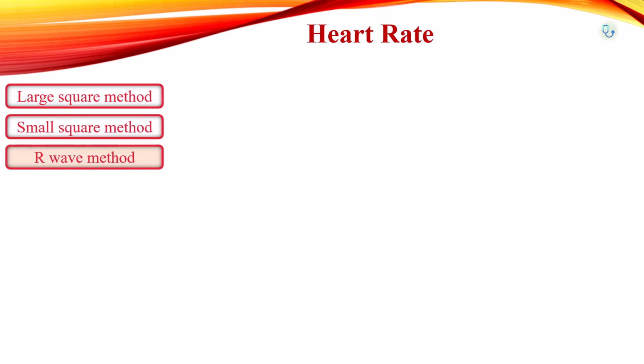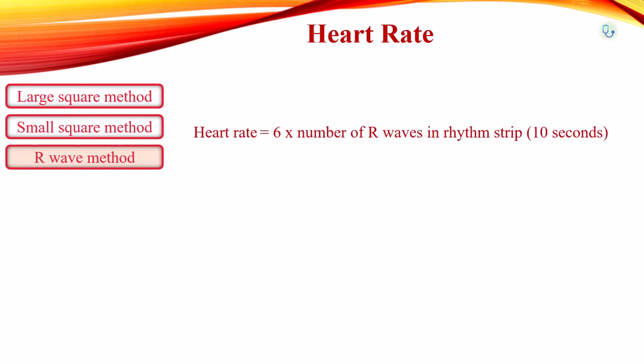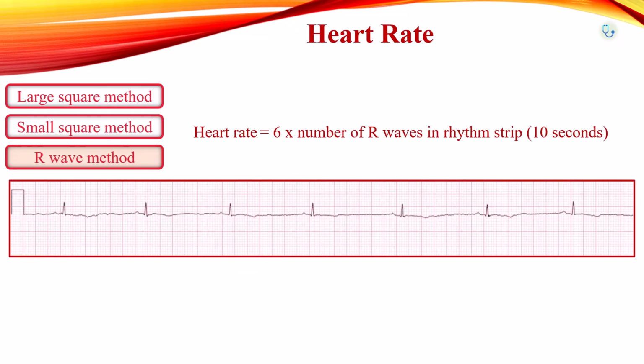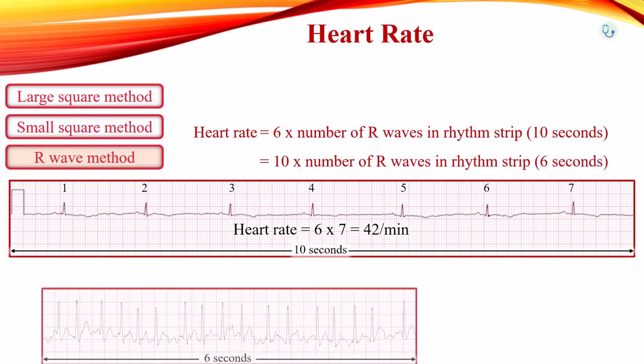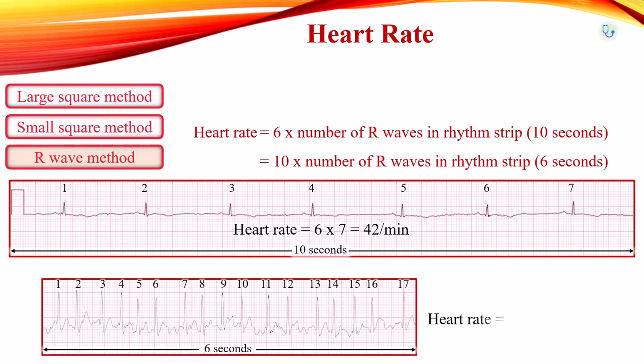Count the number of R waves in rhythm strips for 10 seconds and multiply by 6 to calculate heart rate. The number of QRS complexes on the rhythm strip gives the average rate over a 10-second period. This is multiplied by 6 to give the average beats per minute. In this EKG, there are 7 QRS complexes in the rhythm strip, and heart rate is 42 beats per minute. Alternatively, count the number of R waves for 6 seconds and multiply by 10 to calculate heart rate. R-wave method is useful for slow or irregular rhythms.